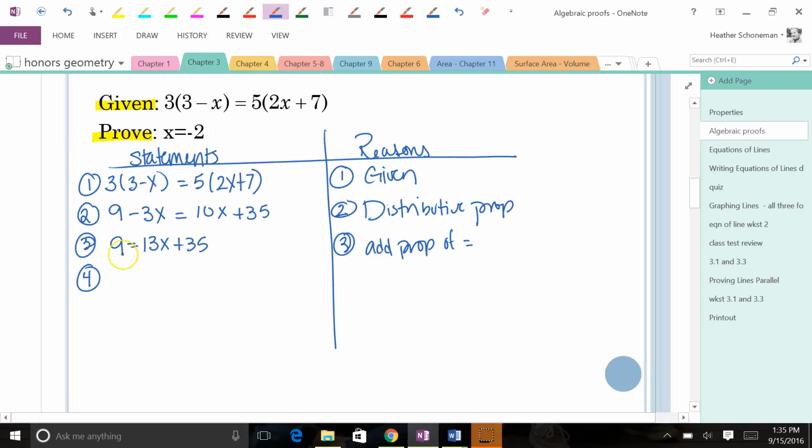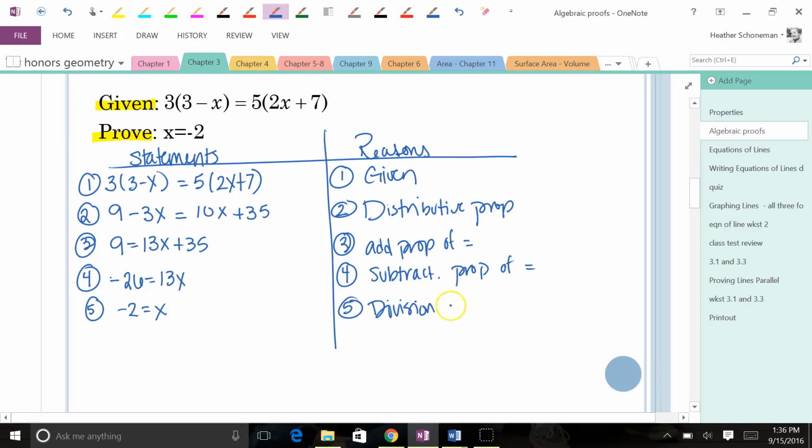All right, next step. And here there's only one logical step. I have to subtract 35. So when I subtract 35, I'm going to get -26 equals 13x. So since I subtracted the same thing from both sides of the equation, this is going to be the subtraction property of equality. Okay, step 5. Now I'm going to divide by 13. I got to be real literal. I can't move things to the other side. So this is -2 equals x. So I get 5 for this reason 5 is the division property of equality.